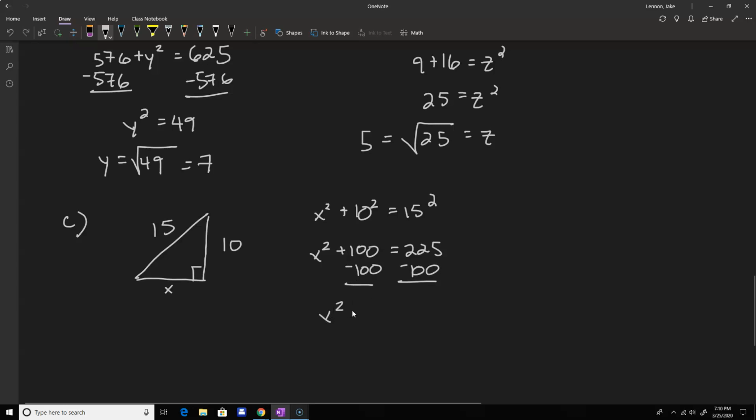So x squared here is 125, which means x is the square root of 125. I'm just trying to make my x's a little more clear. That's not going to come out nice. It's not a perfect square, but we can always approximate it with a decimal if we have to use it for a measurement. So to 2 decimal places accuracy, this is about 11.18. Okay, so that's pretty much it for the triangles component here.